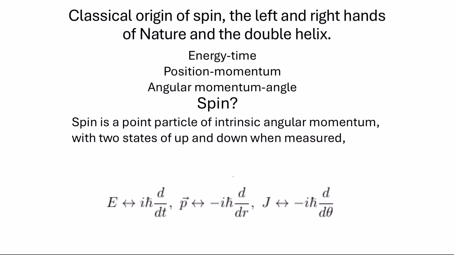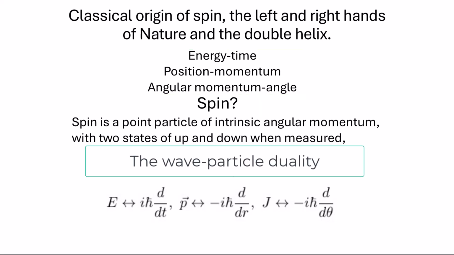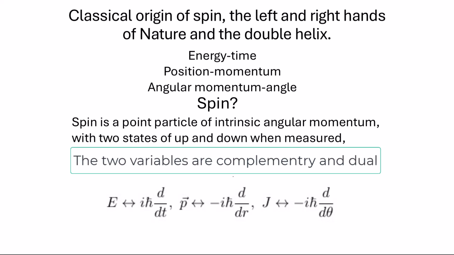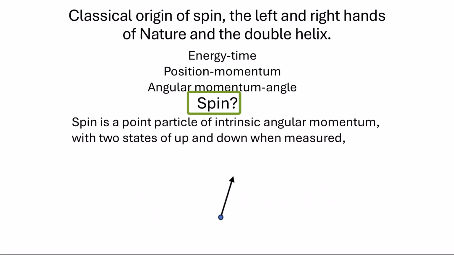You already know the classical quantum correspondence principle for energy time, position momentum, angular momentum and angle. This is a consequence of the wave-particle duality of quantum mechanics. The two complementary components are exclusive and dual. They are described in complementary Fourier spaces. And what about spin? Here I will show the classical origin of spin.